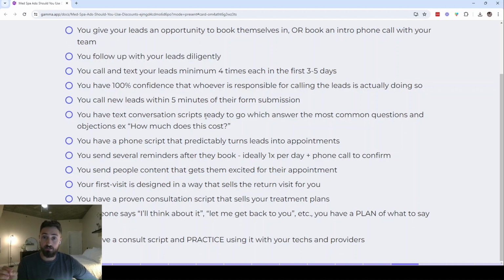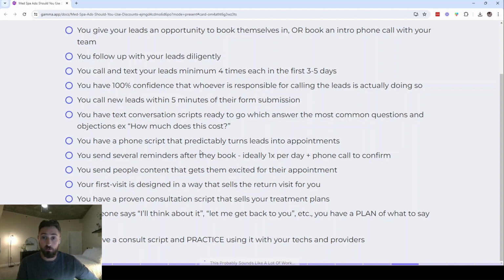You have a text conversation script that's ready to go, which answers the most common questions and objections. So when someone says, how much does this cost? You don't just give them the price and then say, are you interested, right? You actually have a proven script that can turn that person into a booked appointment. You have a phone script that predictably turns leads into appointments.